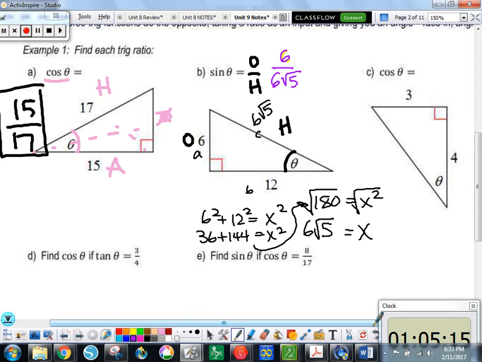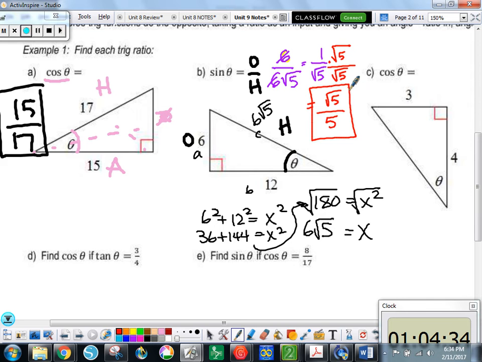Now there's a couple things that can happen here. I noticed first that the 6's will cancel. One's on top, one's on bottom, so I can rewrite it as 1 over the square root 5. And a long time ago, there was a decision that was made that says we cannot have the square root in the denominator, so we have to do what's called rationalizing the denominator. We have to get rid of the square root 5. So if you recall, this is how you do it. On the top, you have the square root 5. On the bottom, you have 5. So this right here is the sine ratio.